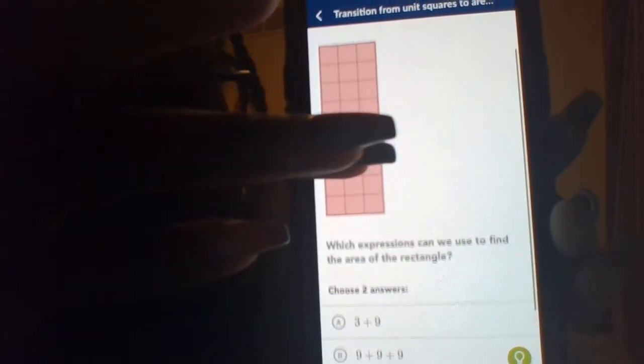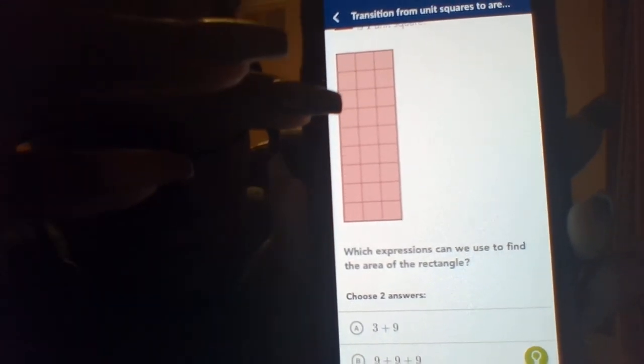They give us 3 plus 9, I believe that is. And 3 plus 9 isn't going to be enough because we see here we have 3 and we have 9 here, but that doesn't cover the whole rectangle. So 3 plus 9 is not enough. They also have 9 plus 9 plus 9. So let's see where they're getting these 9s from. Maybe each column is 9. 1, 2, 3, 4, 5, 6, 7, 8, 9. So each of these columns is 9, and there are 3 of them. So we could do 9 plus 9 plus 9. So that second expression actually is one of our answers. I think they want us to choose 2.